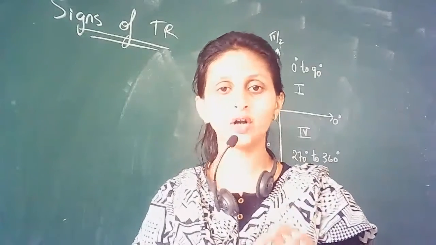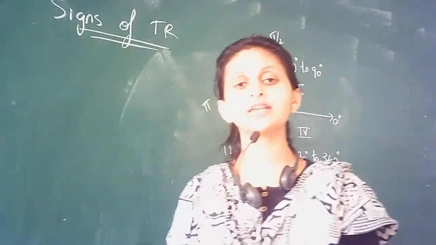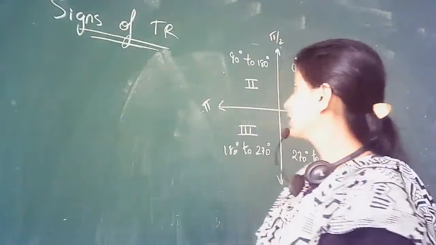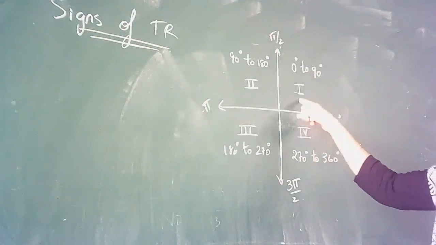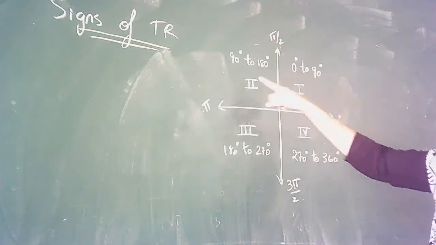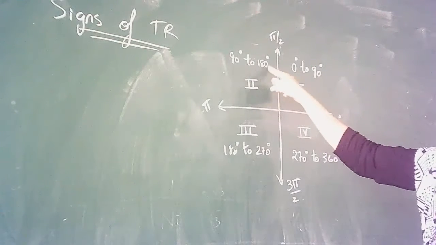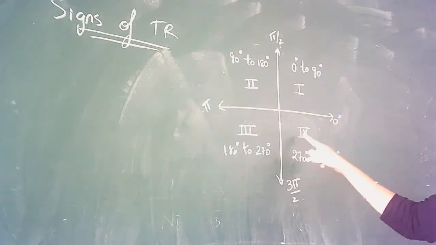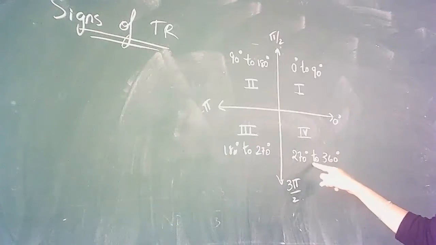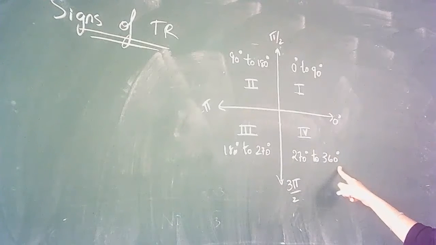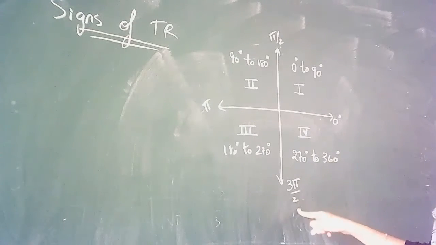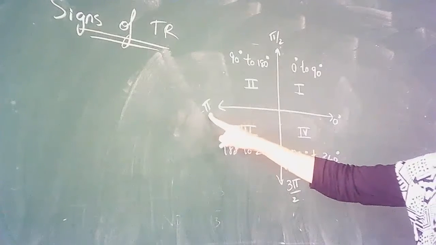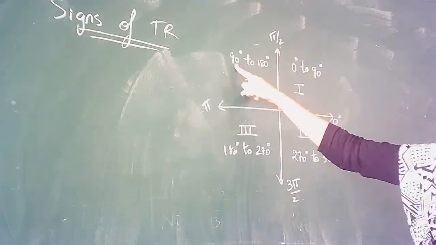This we have already learned, right? Each part is called a quadrant. Here, the first is 0 degree to 90 degree. The second quadrant is 90 degree to 180 degree. The third quadrant is 180 degree to 270 degree. And the fourth quadrant is 270 degree to 360 degree. 270 means 3 pi by 2, 180 means pi, pi by 2 means 90 degree.